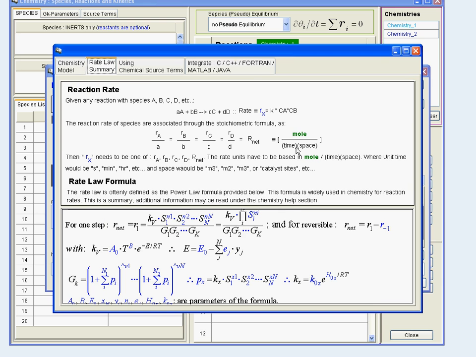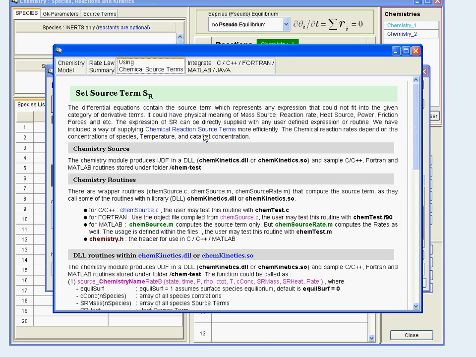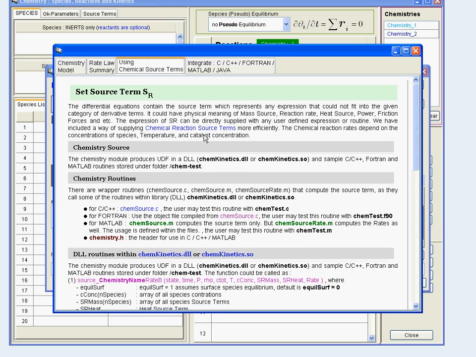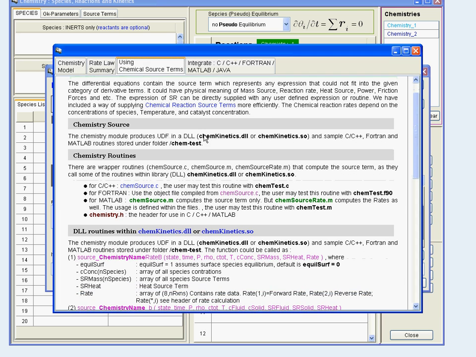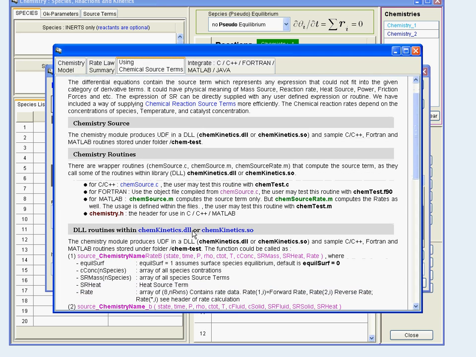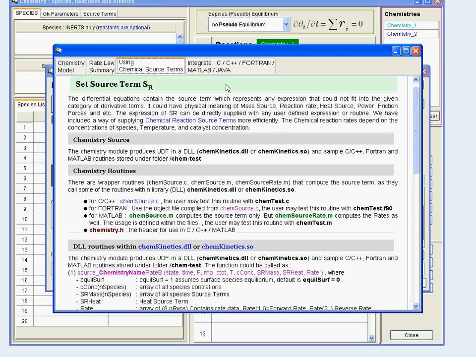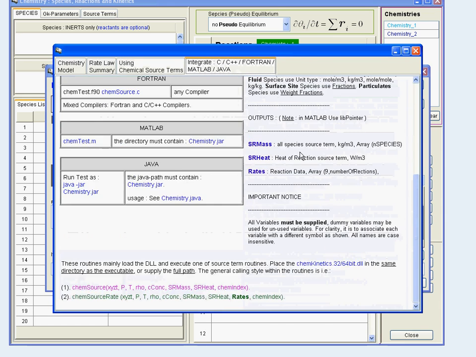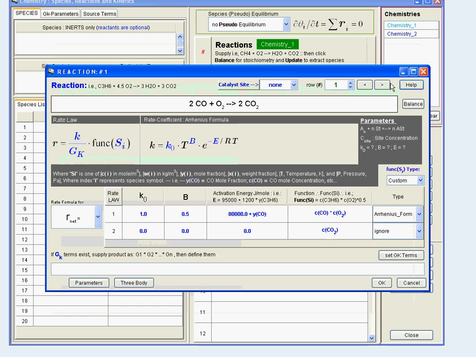The other one is that after we enter that and compile, CKFLUIDSOFT will generate a DLL, or dynamic link library, that can be used in C++, Fortran, MATLAB, and even inside Java. So this is what we get from there, and this is how one can use this code to then supply the rate data inside.